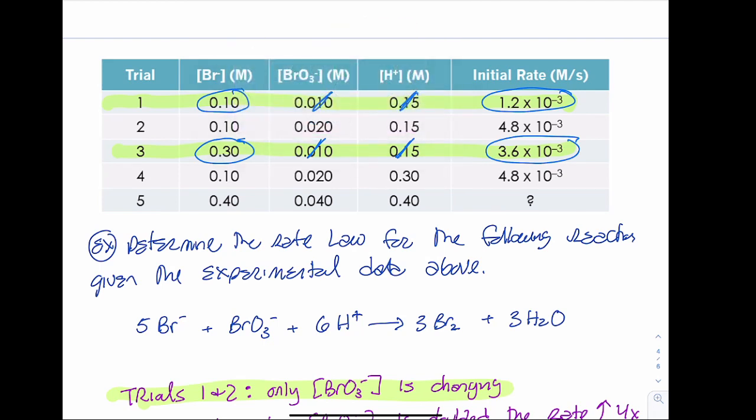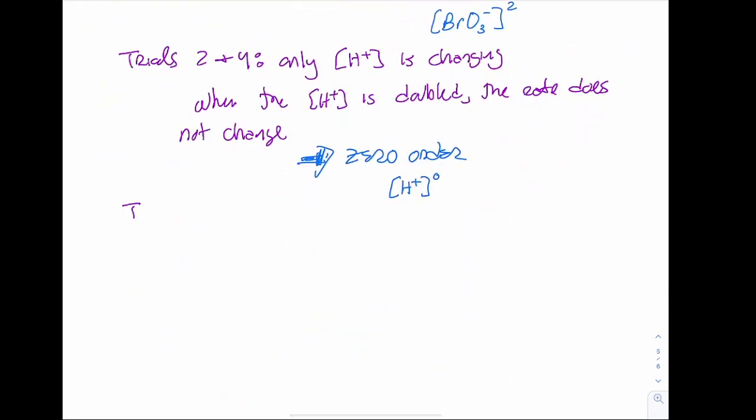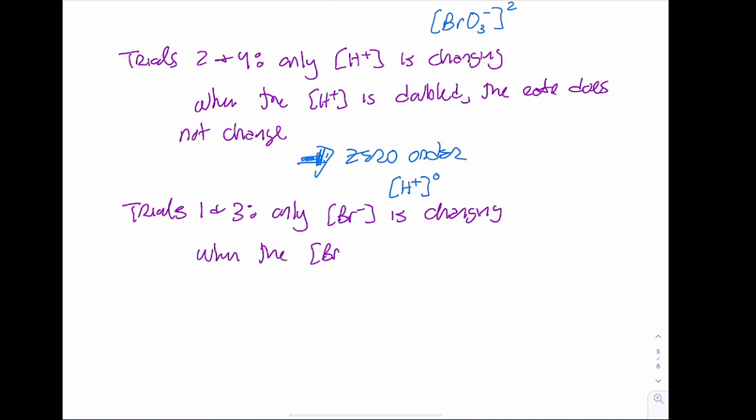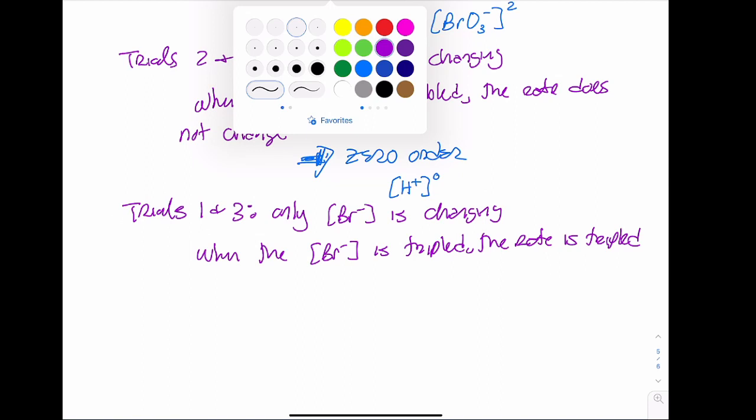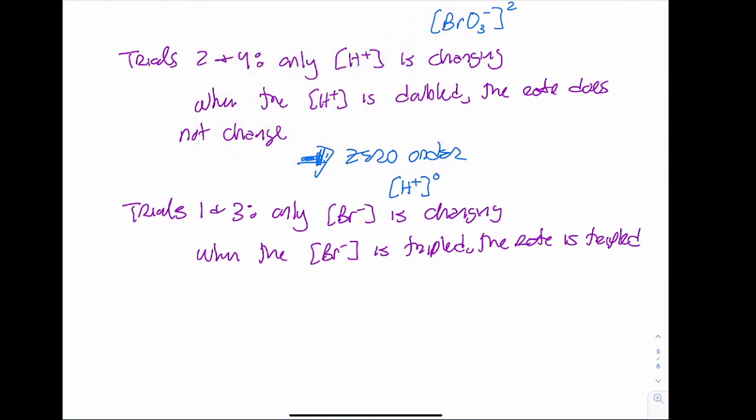So let's write that down, trials 1 and 3. Only bromide ion concentration is changing. When the concentration of bromide ions is tripled, the rate is tripled. So what is my order with respect to bromide? Yeah, good. Hopefully you are thinking first order.